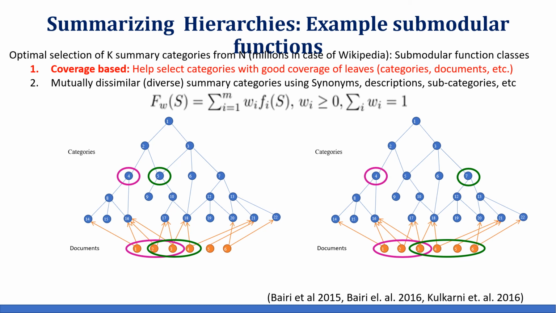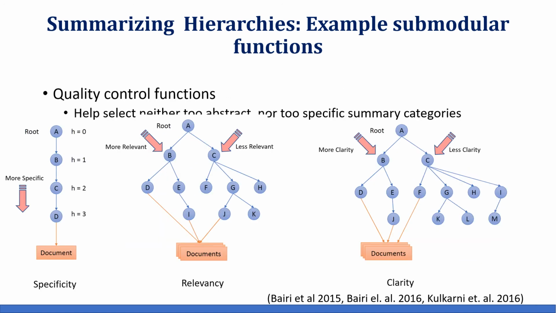And what are the submodular functions? Examples are coverage based, which helps select categories with good coverage of leaves. You could also have specificity. The more specific a category, the more you would like to select it. You would like the categories to be relevant, and you like the categories to be very clear. Now, all of these can be modeled as modular functions.